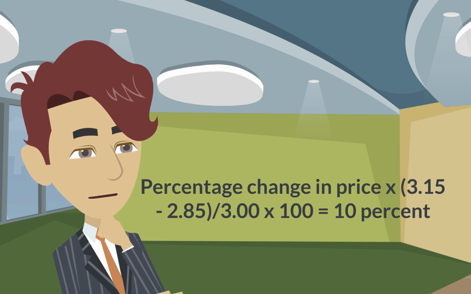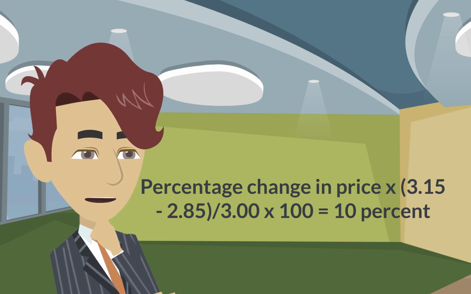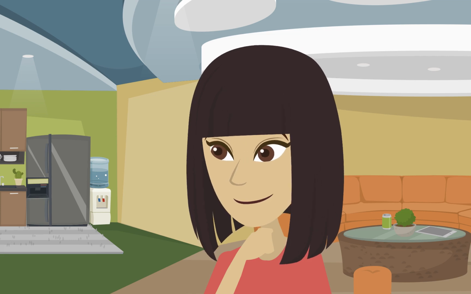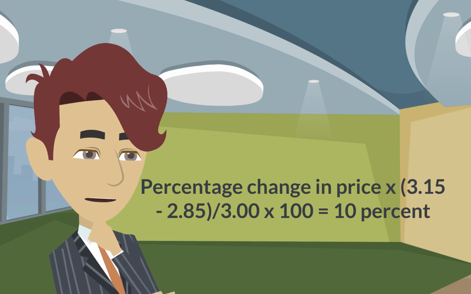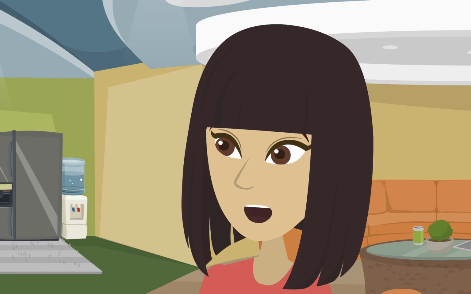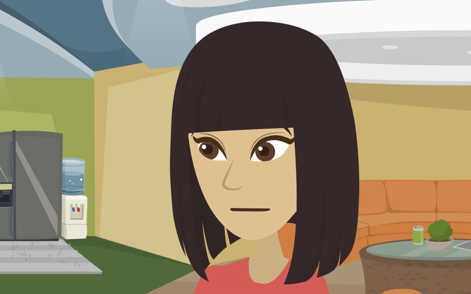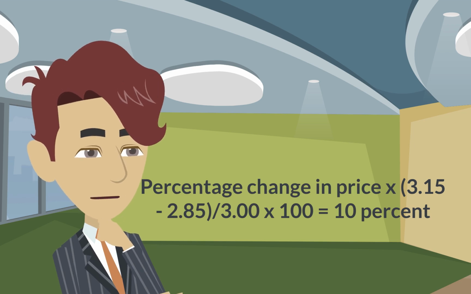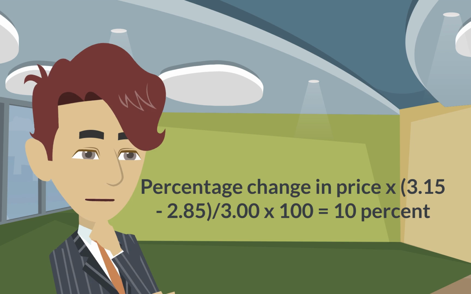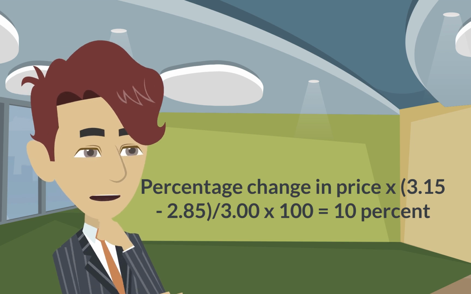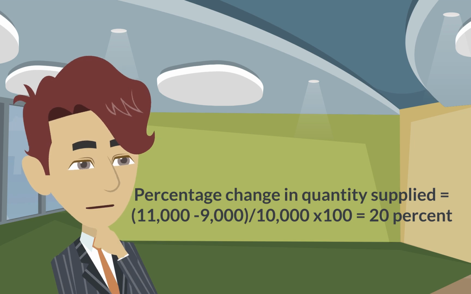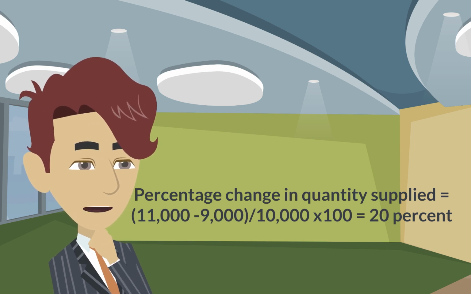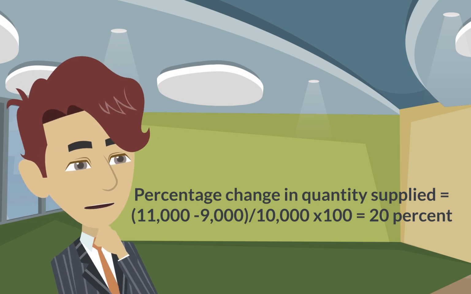Of course, if the price of milk goes from $2.85 to $3.15, and the quantity supplied rises from 9,000 to 11,000 gallons, we can calculate it. Okay, so how do we find the percentage changes? For price, it's (3.15 - 2.85) / 3.00 times 100, which gives a 10% change. For quantity, it's (11,000 - 9,000) / 10,000 times 100, resulting in a 20% change.